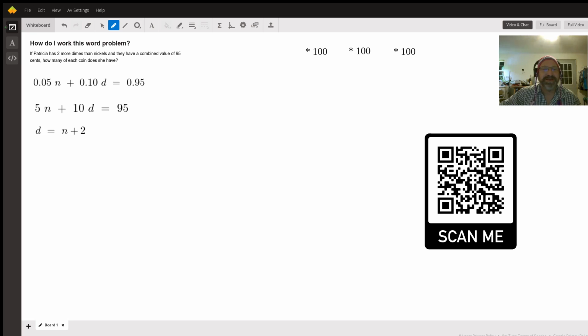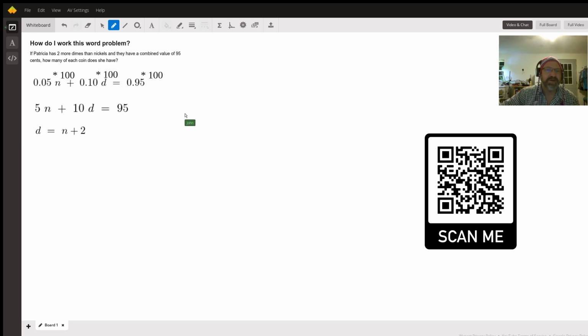Now the problem is that's really unwieldy. All those decimals are not so friendly. But math is awesome because as long as we do something to all three of these terms, we're golden, right? So this is 5 100ths, 10 100ths, and 95 100ths. So let's just multiply each one of those times 100. And what do we get? 5n plus 10d is equal to 95. Awesome. Much easier to work with.